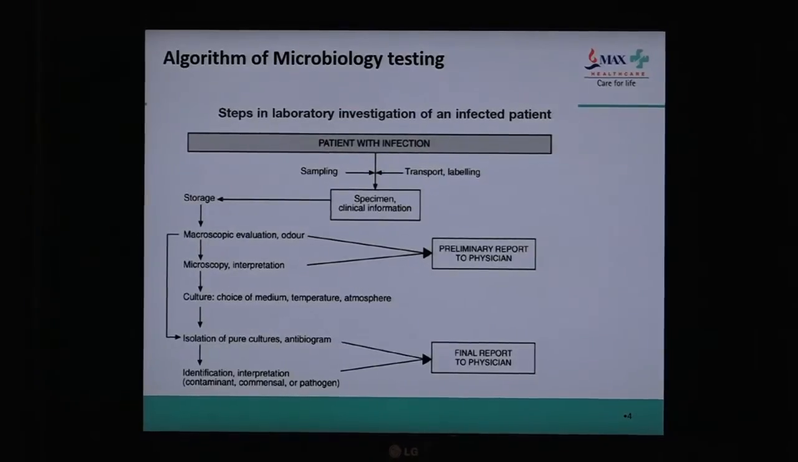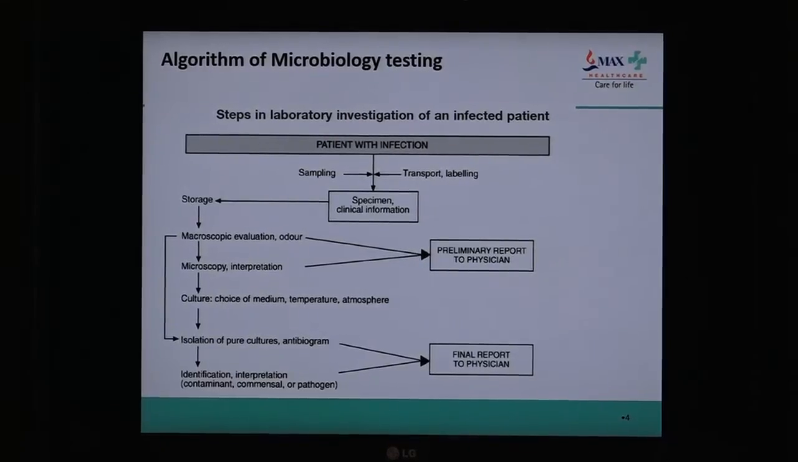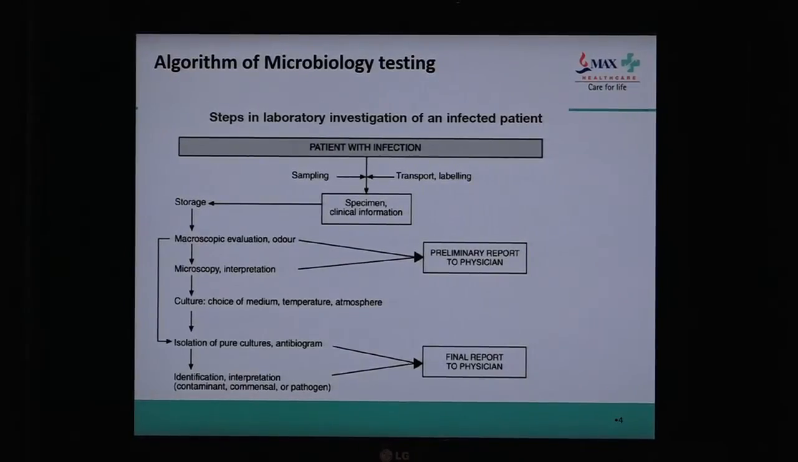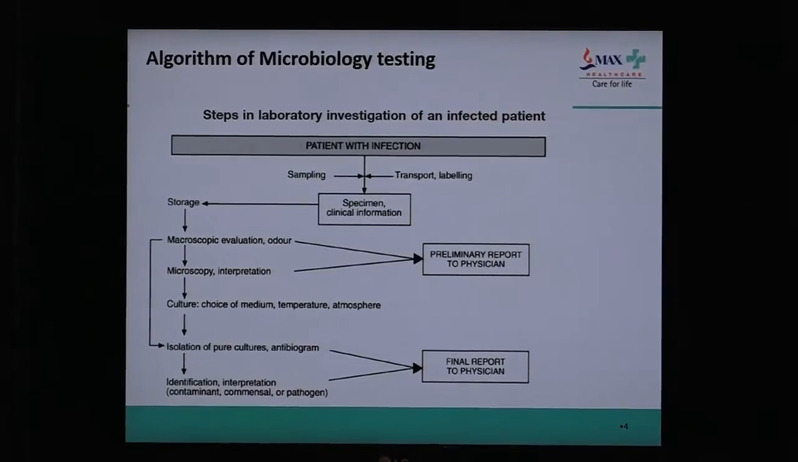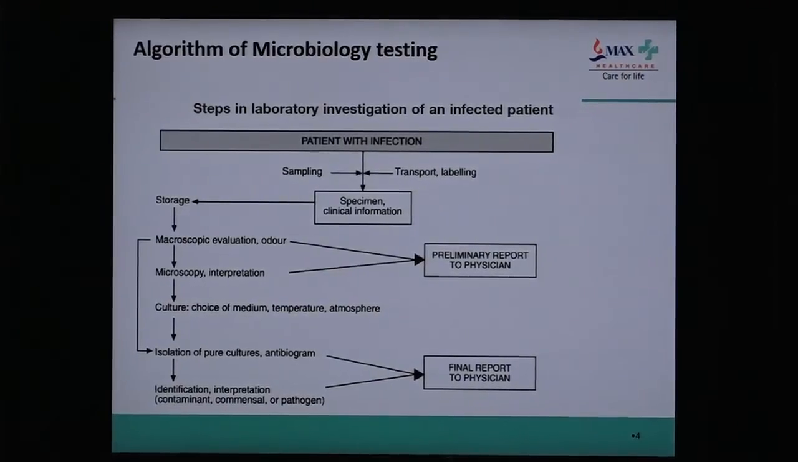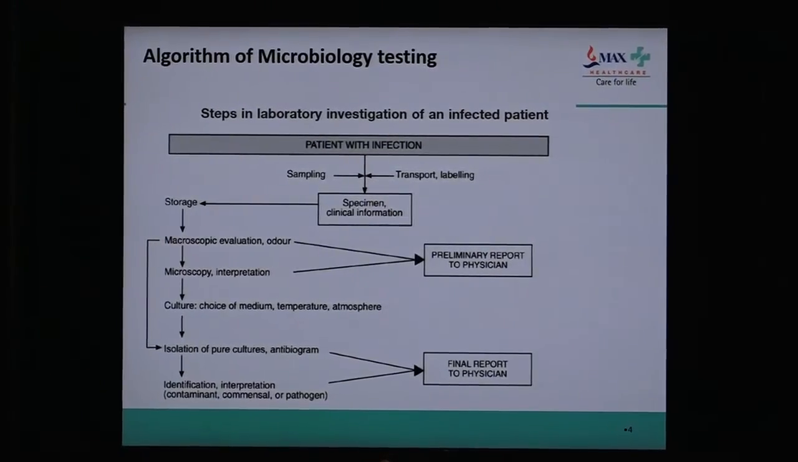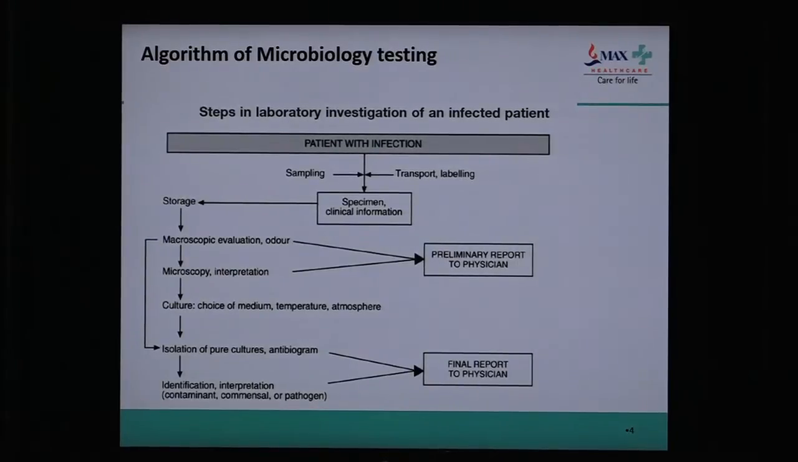So I am just highlighting the algorithm of how we test in microbiology. The patient comes either to the OPD, the wards or the ICU with clinical symptoms, and then we take the samples and transport them with proper labeling, which is very important. Then the specimen and clinical information, whether the patient has taken a previous antibiotic or not, is most important. If it is a catheterized sample, they have to mention it, because a catheterized sample has a lot of contamination. Even for blood cultures, whether taken from a central line or peripheral line, should be mentioned in the TRF. Then storage, then the microscopic evaluation order.